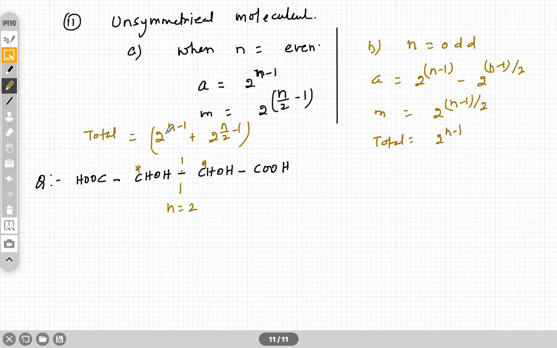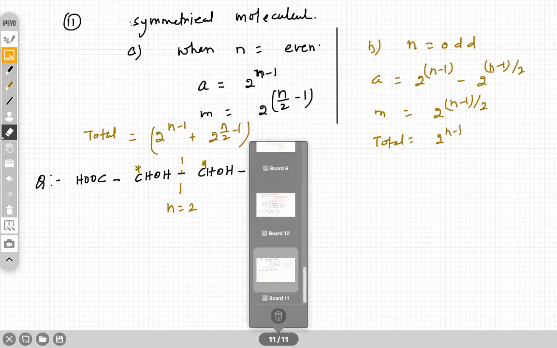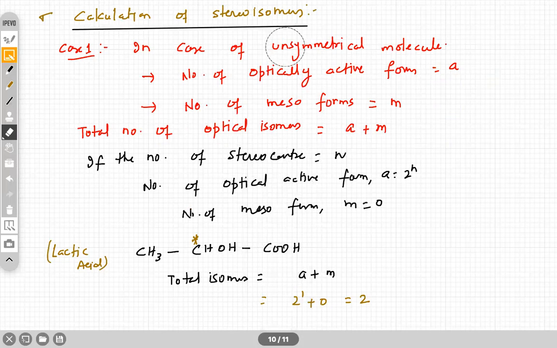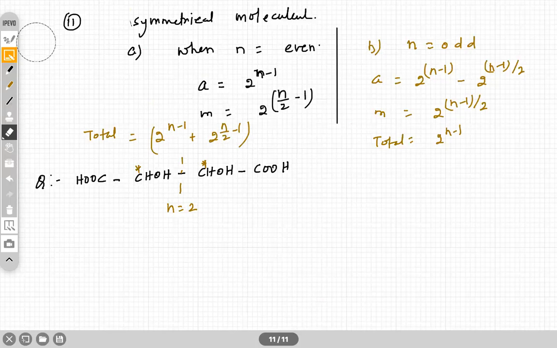Symmetrical. I have written here unsymmetrical by mistake. Unsymmetrical we have done the previous one. Let me check this. The previous one was unsymmetrical. Yeah, this one was unsymmetrical. That's why we have taken this unsymmetrical. This one is symmetrical. Symmetrical, this is the molecule we have, correct?